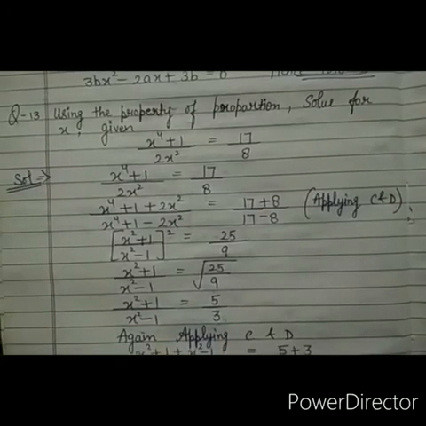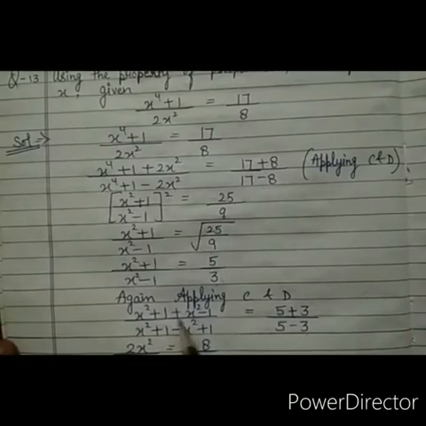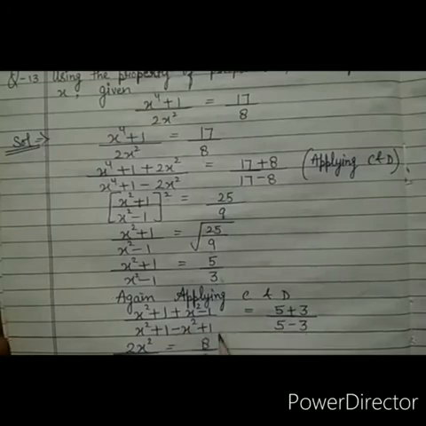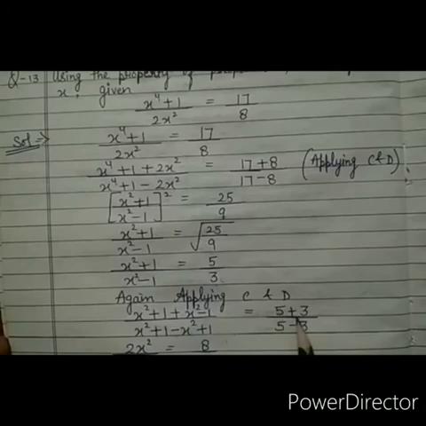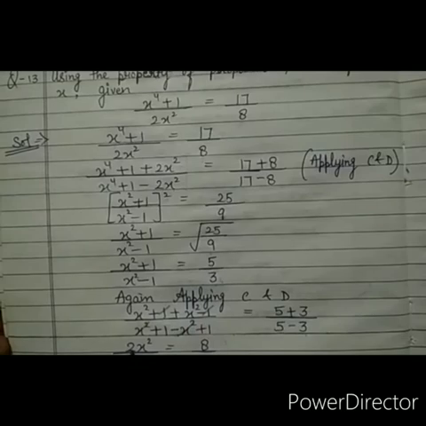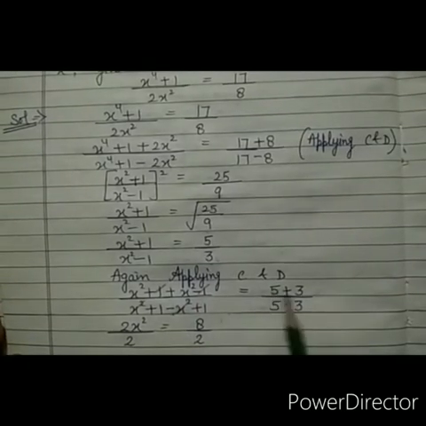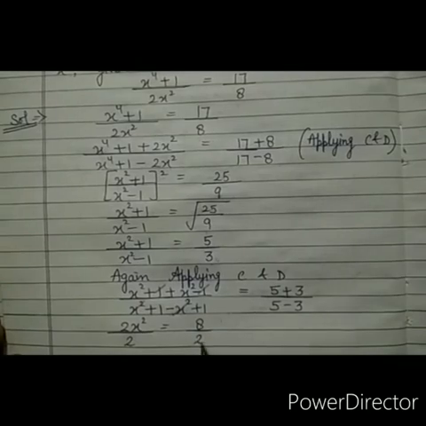Now again we have to apply the property of componendo and dividendo here. So it becomes (x square + 1 + x square - 1) upon (x square + 1 - x square + 1). The sign will change when we subtract the denominator, is equal to (5 + 3) upon (5 - 3). So here 1 is cancelled by minus 1 and x square is cancelled by minus x square. So it becomes x square plus x square is 2x square and 1 plus 1 is 2 is equal to 5 plus 3 is 8 upon 5 minus 3 is 2.